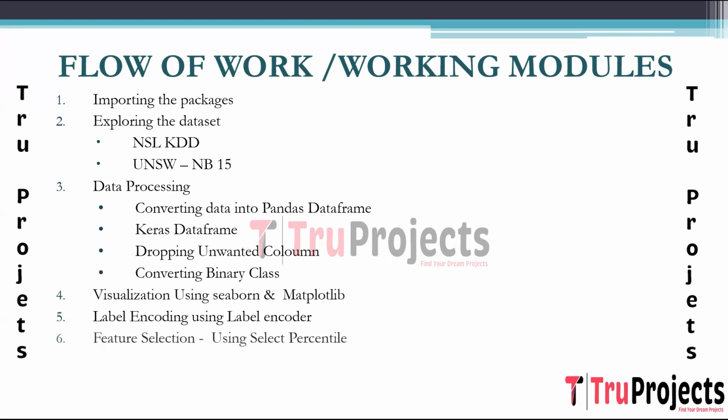The next step is feature selection. In this step, we select relevant features that contribute the most to the modeling process. We used SelectPercentile from scikit-learn to choose the top features based on statistical measures.